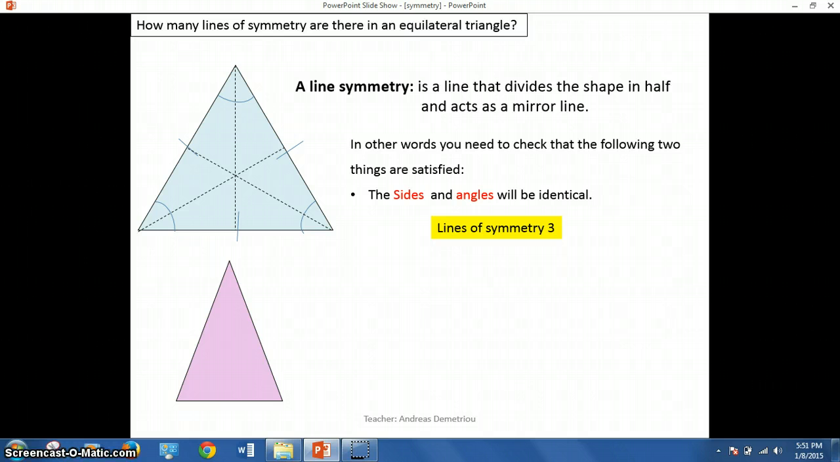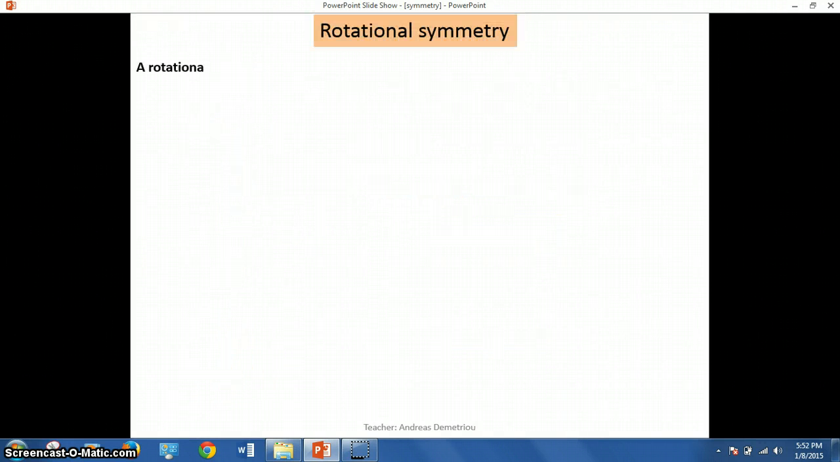For an isosceles triangle, we know that the properties are these two sides and these two angles are equal. Therefore, you can only fold the isosceles triangle like this, which matches this angle to that one and that side to this one. So there is only one line of symmetry in an isosceles triangle.